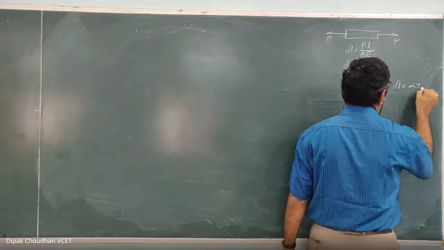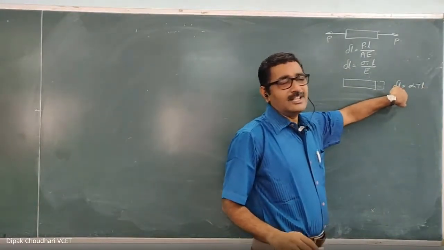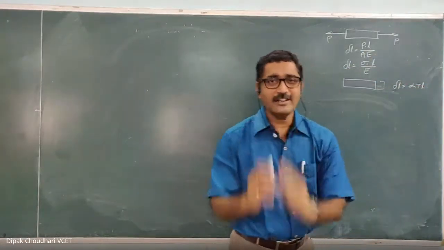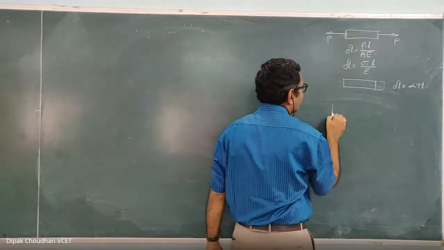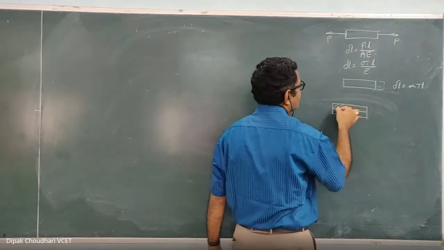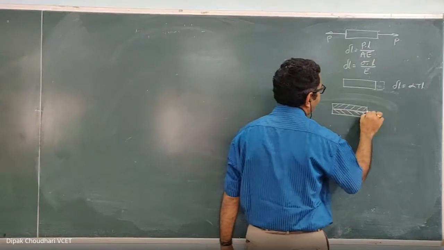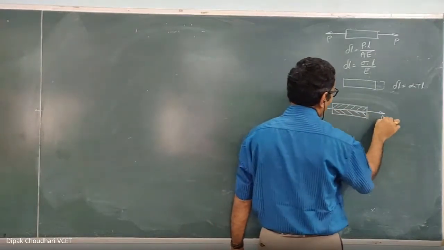So it is alpha TL. This is the free deformation here because of the change in temperature. This is the deformation because of the axial force. Here, remember this. Again, remember when we solved the stresses induced in the composite material when they are rigidly connected because of the axial force, we have solved such type of questions.